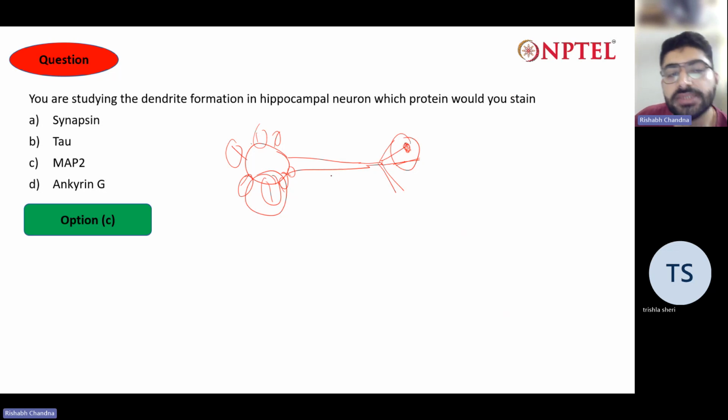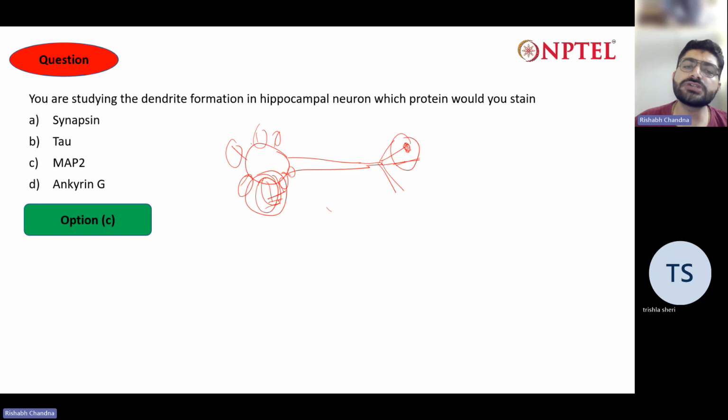MAP2 basically helps in formation of the dendrites. So it will help us see whether the dendrite formation is happening in the hippocampal neuron or not. When we are studying different drug reactions or different development patterns of the neuron in vitro, we use MAP2 protein, and that will help us to see whether the dendrite formation is taking place or not, and how the dendrites are being formed.